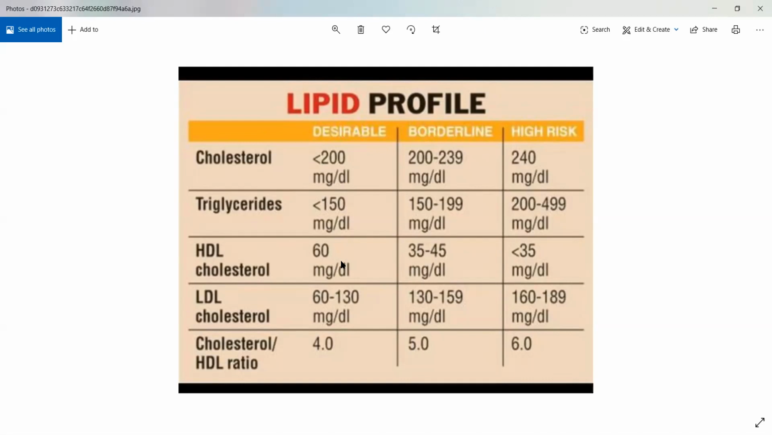The same goes for triglycerides. When triglyceride levels go up, from 150 being the desirable, 150 and lower than 150 mg per dl. See, these values are in mg per dl. Please be careful. Sometimes you will also have values given in mmol. So be careful of those, whether it is mg per dl or mmol.